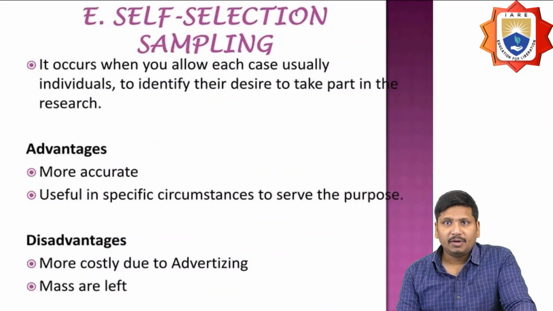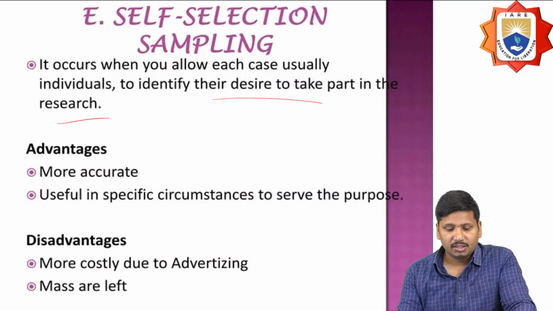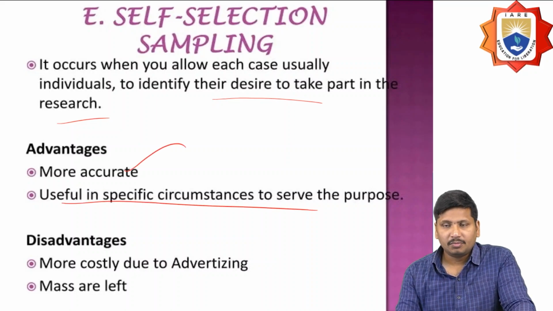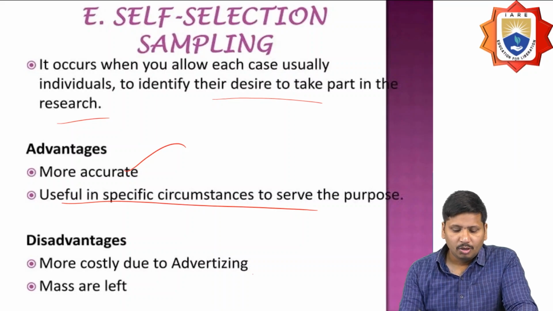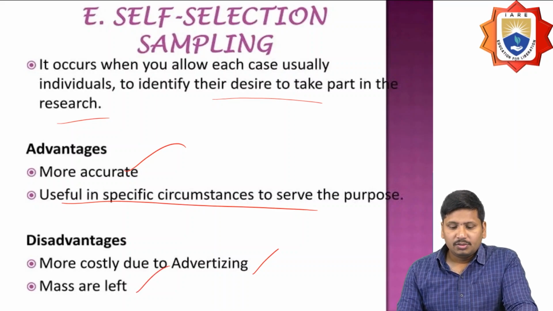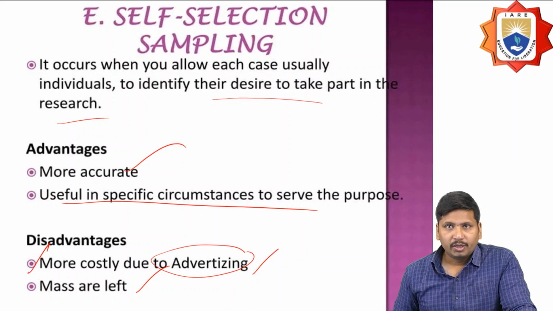And self-selection sampling occurs when you allow each case, usually individually, to identify their desire to take part in the research. The advantage is that it should be more accurate and useful in specific circumstances to serve the purpose. The disadvantage is that it is more costly due to advertising.